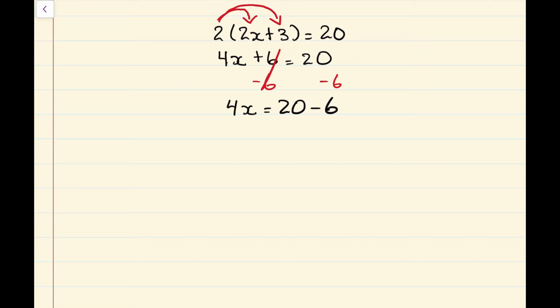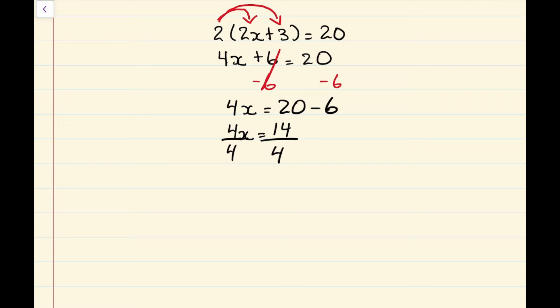Okay guys, so now that we have 4x is equal to 20 minus 6, we're just going to solve the equation now. So we know that 20 minus 6 is just equal to 14. So now we're going to solve. We're going to divide by 4 on both sides of the equation, because that's how we would be able to remove the 4 from this side of the equation.